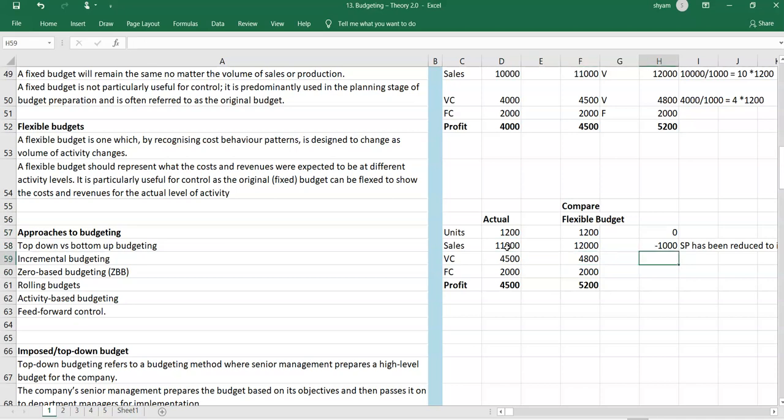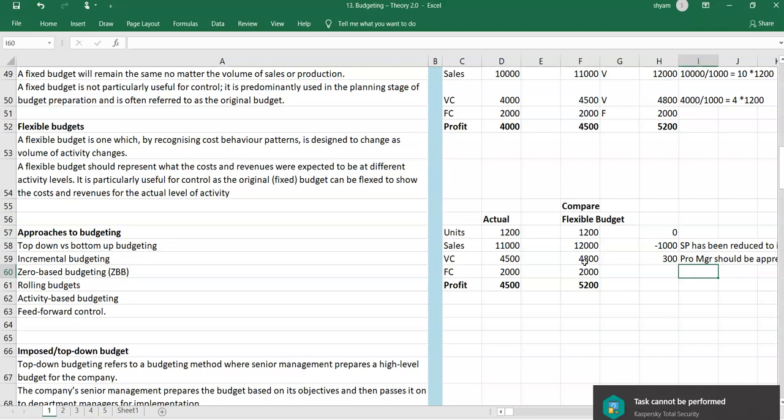The production manager should have incurred a cost of 4,800, but he has incurred only 4,500. See, this is a good thing. So the production manager should be appreciated. The next one would be fixed cost, which is the same, so we don't need to worry about that. Okay, profit has gone a little bit lower.